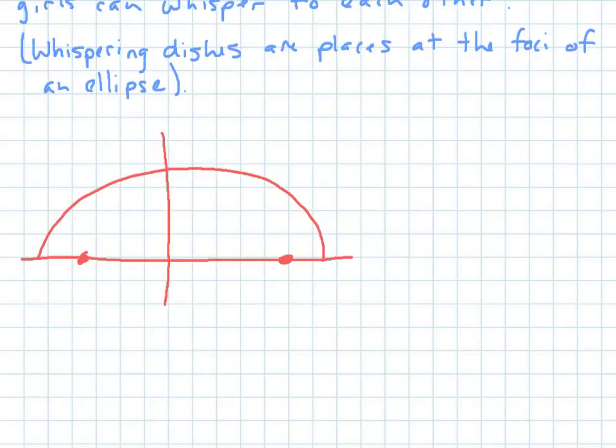So here they say that the height is 30 feet and the length from end to end is 100. Okay, so from there I want to be able to find the center, or how far the whispering dishes need to be at the center. So basically they're asking how far the foci are from the center, so you need to find C.